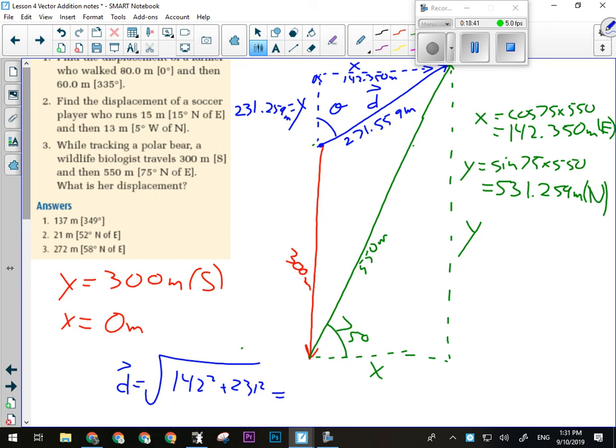Meters. Okay, so that's my overall displacement. Now I need to find theta. The way I drew that triangle, x is opposite, y is adjacent. So I'm going to find theta to be tan to the minus 1 of that: 147.350 divided by 231.259. Okay, and that'll give me my angle.